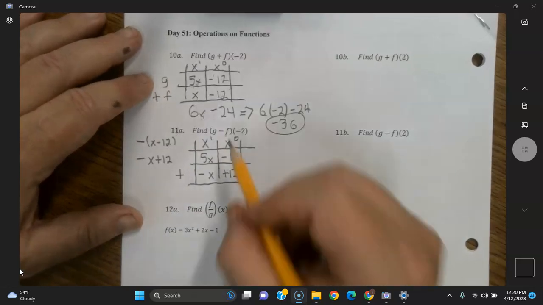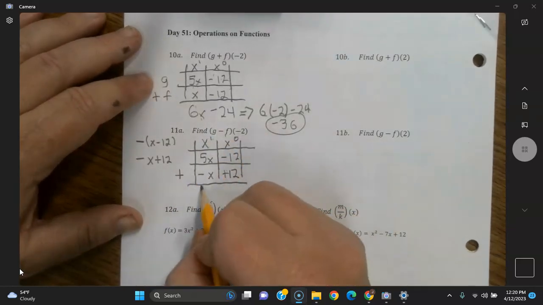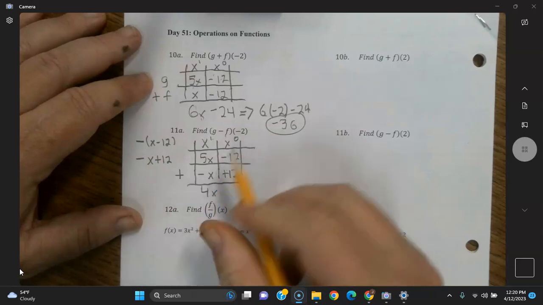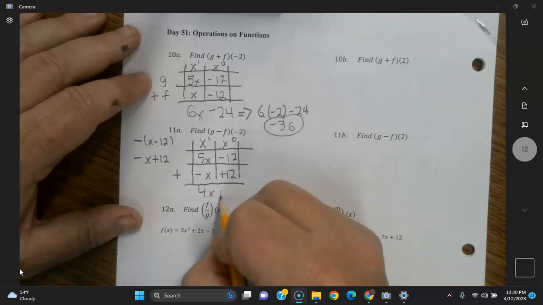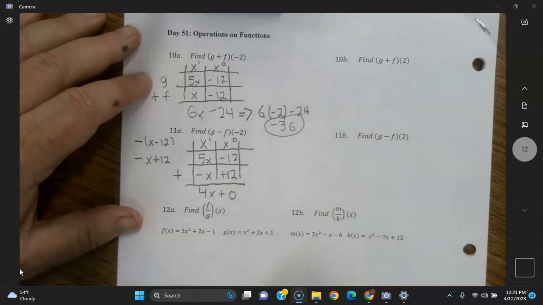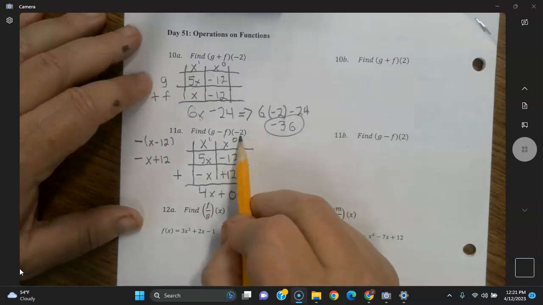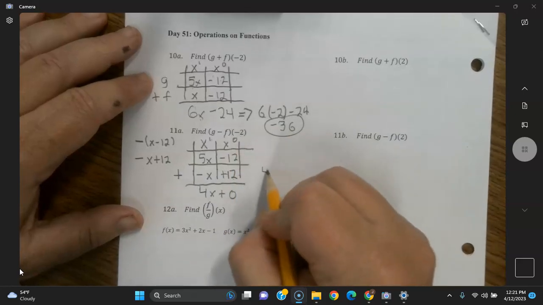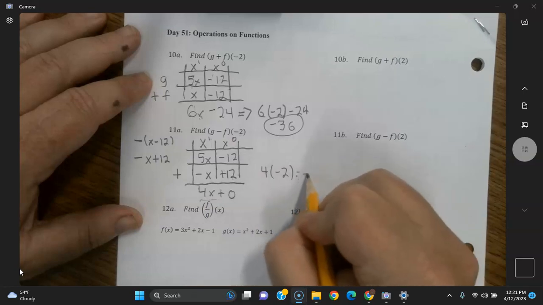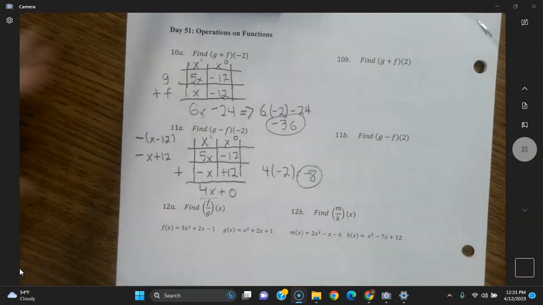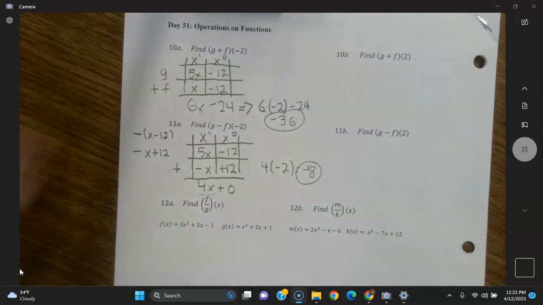Okay, so here we go. So it's 5x minus x is 4x. And negative 12 plus 12 is 0, so you just simply have 4x. I'll put the 0, but you don't have to. And so you got negative 2 here. So it's going to be 4 times negative 2. That's all you have there. Equals negative 8. And that's your final answer. Okay? All right, you do this one over here.